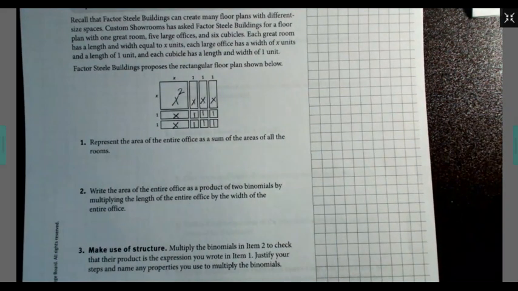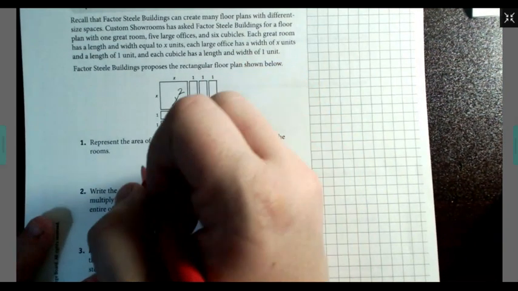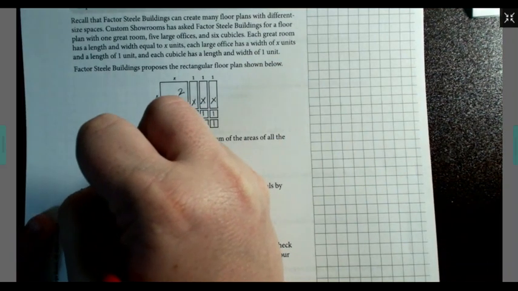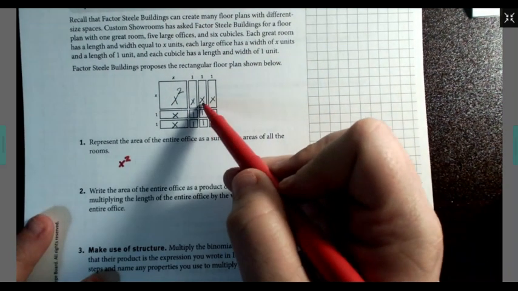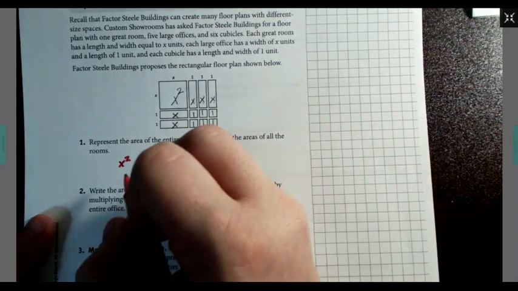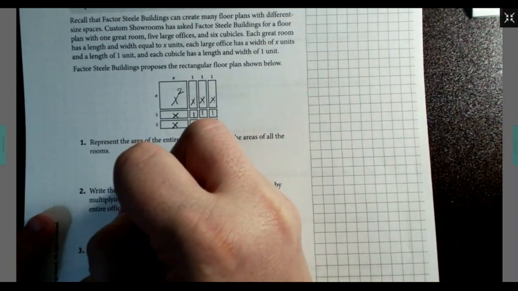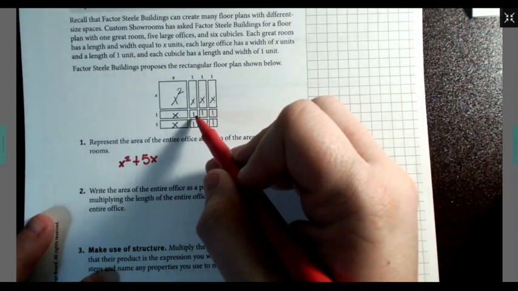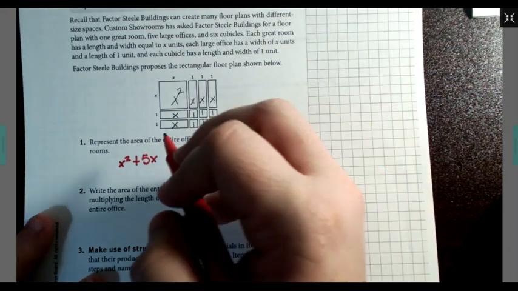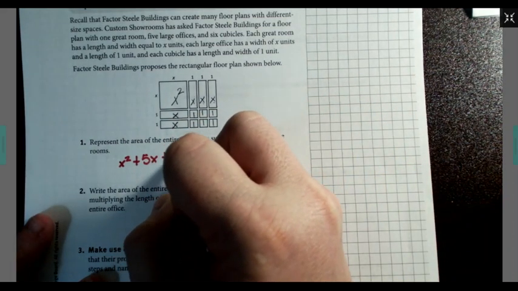So we're going to represent it by adding each set of areas together. Well, I have 1 x squared, so x squared. We have 1, 2, 3, 4, 5 x's. And we have 1, 2, 3, 4, 5, 6 ones.